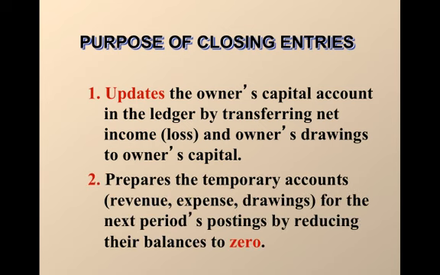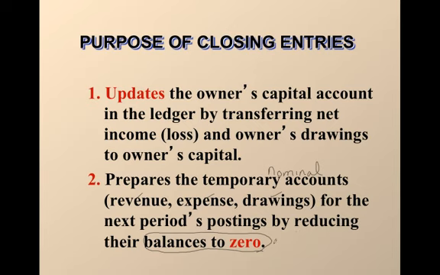And also, it prepares the temporary accounts, which is also known as nominal accounts. Remember, we call these nominal. And the nominal accounts are revenue, expense, and drawings. All of those accounts need to be closed, which means we're bringing them to a zero balance. Because next fiscal period, we want to start tracking our new net income and the amount of drawings the owner takes out. And if we have amounts in those accounts, then we're not tracking for a proper fiscal year. We want to start fresh. So those are the two purposes of the closing entries.